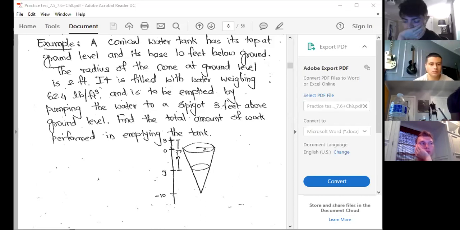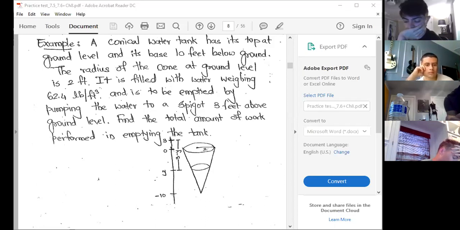So instead of a cylindrical tank, now you have a conical tank. The conical water tank has its top at ground level, so it's a reverse cone. The conical tank has its top at ground level, so like this, and its base 10 feet below ground level.